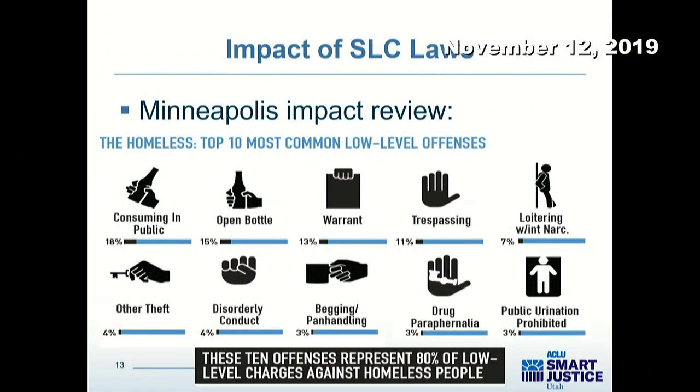So when we look at other cities, the ACLU of Minnesota looked at Minneapolis and they did an impact review of the top 10 crimes for people experiencing homelessness. And this is what they came up with. And you'll see a lot of this stuff are similar to statutes or the code that we have for Salt Lake City. So consuming alcohol in public, open bottles, warrants, trespassing, loitering with intent to have a narcotics offense, theft crimes, disorderly conduct, begging, panhandling, drug paraphernalia, and public urination. So those are the top 10 crimes for people experiencing homelessness, or top 10 low-level offense arrests.